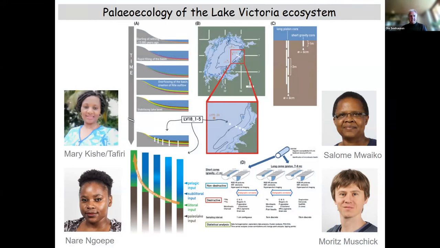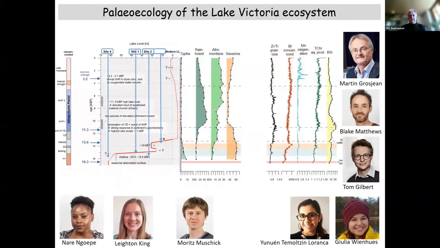Here are mostly the people in my group who are most heavily involved with that, and particularly Mary, Salome, and Moritz went and did the sampling of the cores in Lake Victoria. And Nare is our PhD student who is currently studying the fish fossils in these. This is a large collaborative project with many people involved, and I'm very grateful to them for allowing me to show some figures that only emerged at the beginning of this week. So this is super, super new data. It's really just coming together.